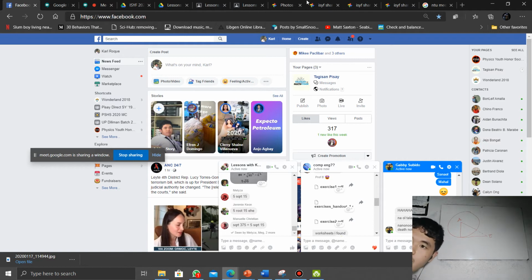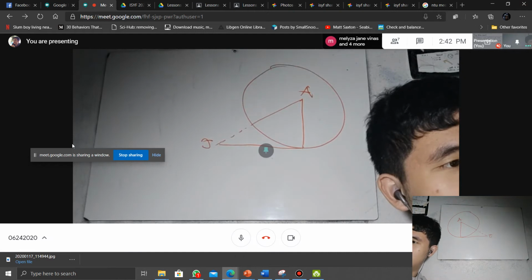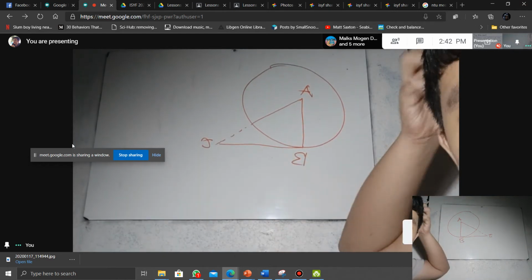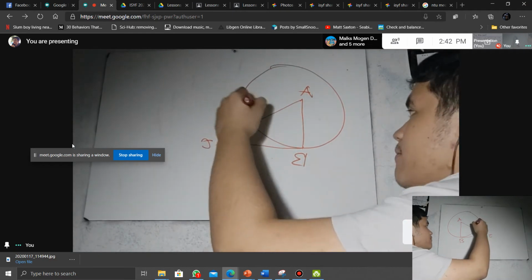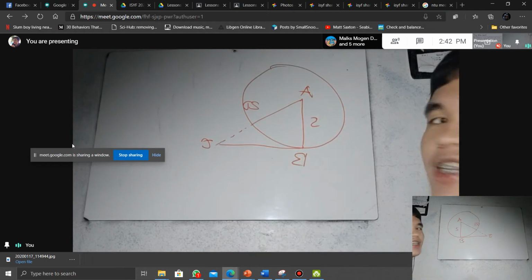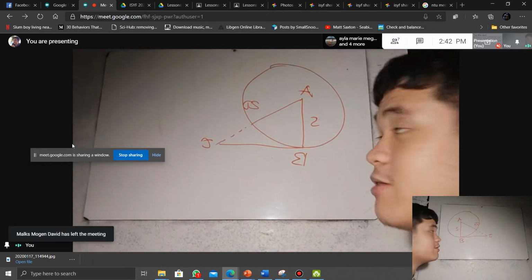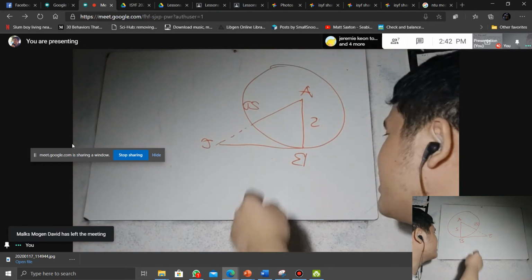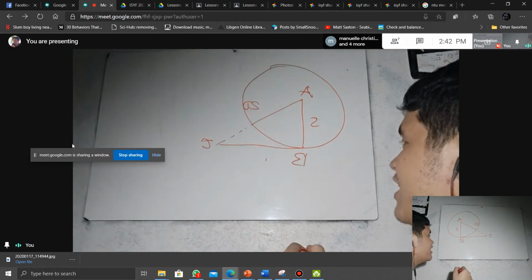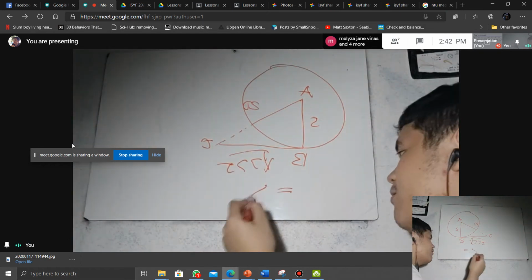Okay, good job. Sige, let's discuss. Galing nga. Okay. So, this one is 20. This one is 5. Ayan, this is one thing important para sa geometry is to know how to draw the figures. So, this one, BE is square root of, by Pythagorean theorem, 400 minus 25, is square root of 375, which is equal to 5 square root of 15.